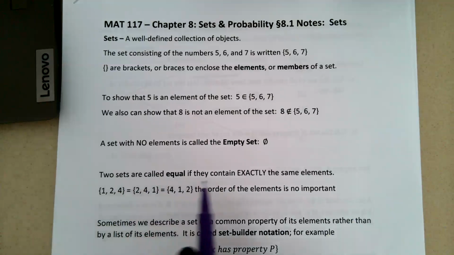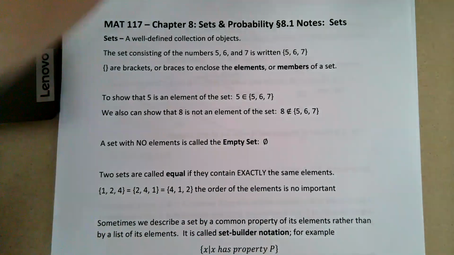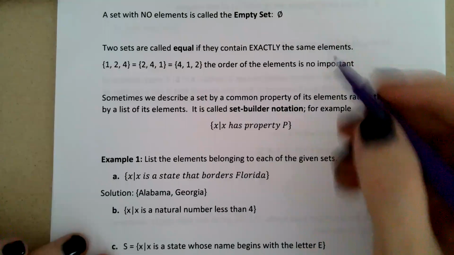Two sets are equal only if they have exactly the same elements, even though they can have different orders. You can see that here with {1, 2, 4}, {2, 4, 1}, and {4, 1, 2}. The order of the elements is not important.